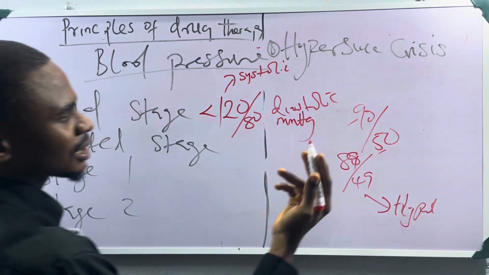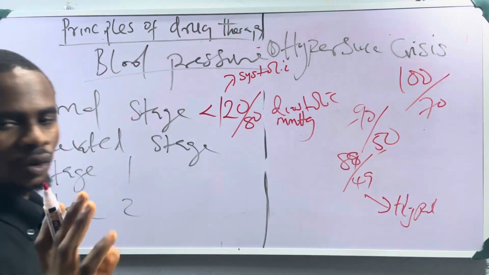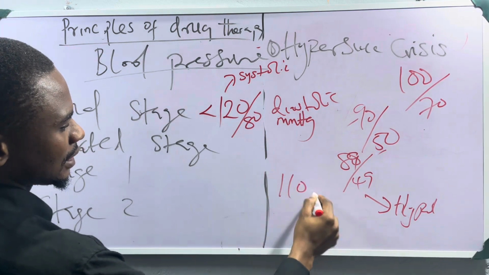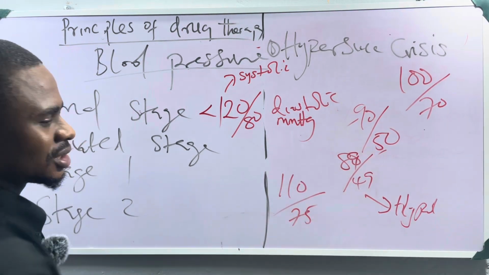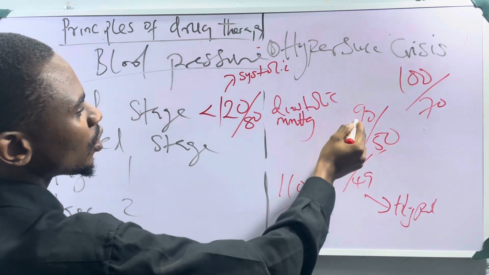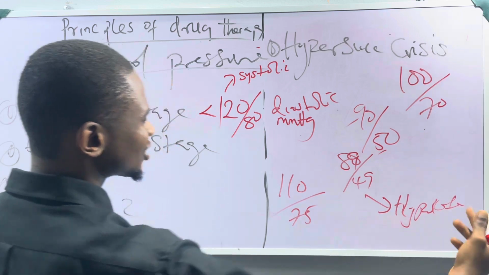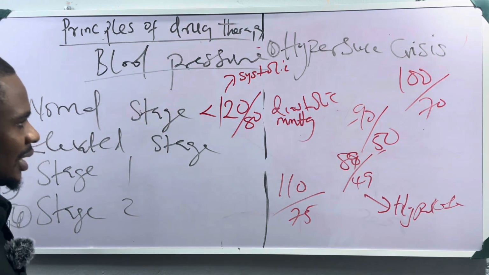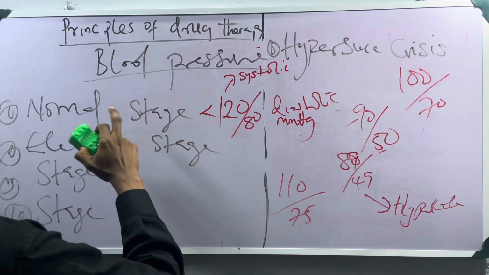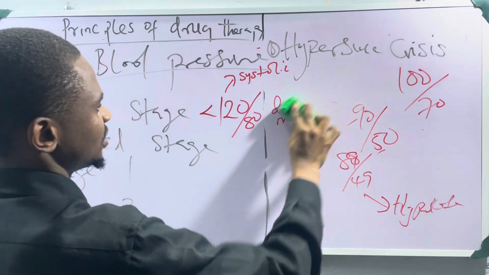There are some people that you check their blood pressure and you get 170 and you say it's low. No, it's not low. It is normal. Or you have 110/75 and you say it's low. No, it is not low. It's only when it goes below 90/50 that it is regarded as hypotension. That is when it's low. So the normal stage should be less than 120/80.